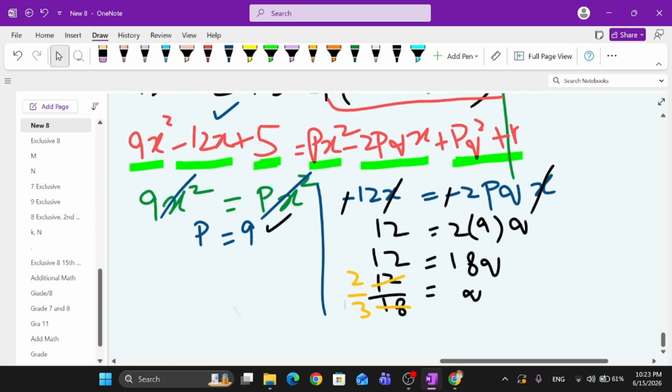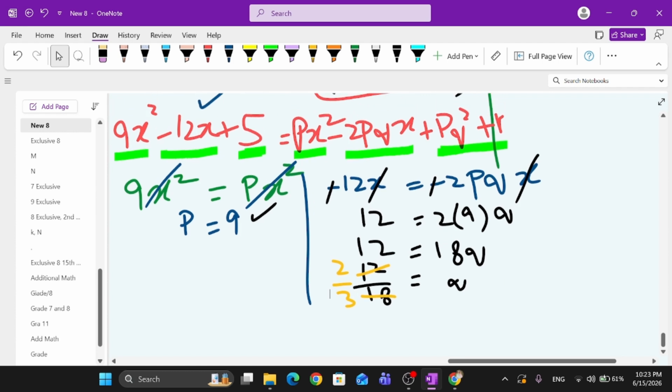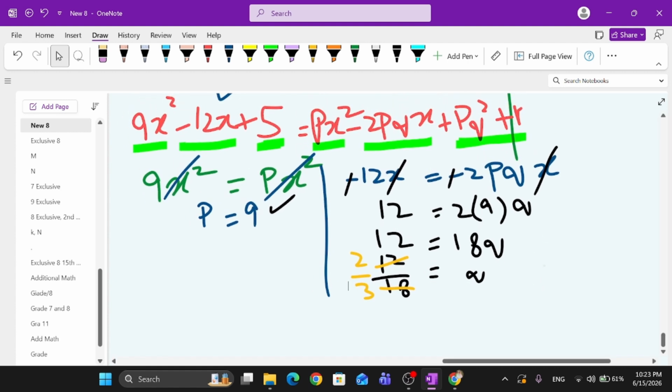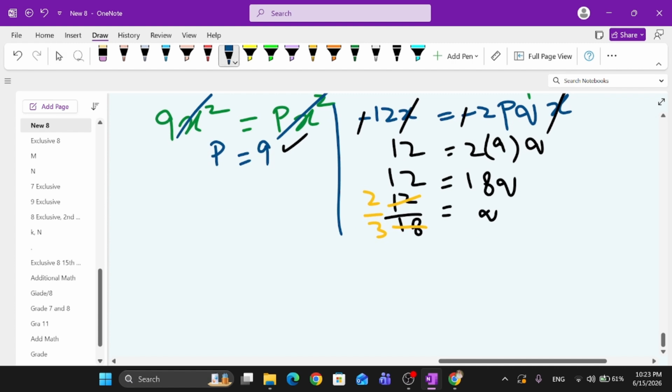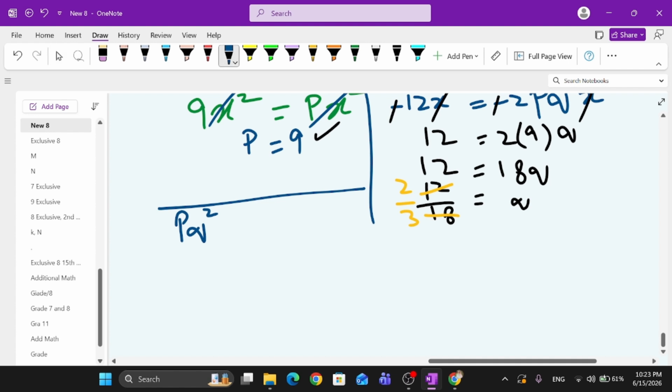Now we are left with only the value of r. How to find the value of r: you see, the third is the constant. 5 is equal to pq square plus r. So we can write it easily, pq square plus r is equal to 5. Now we know the value of p, we know the value of q, we are left with only the value of r.